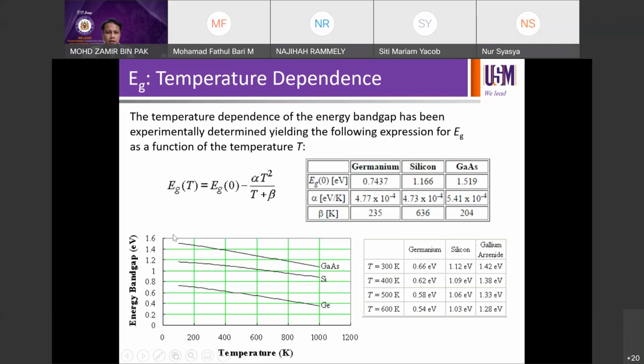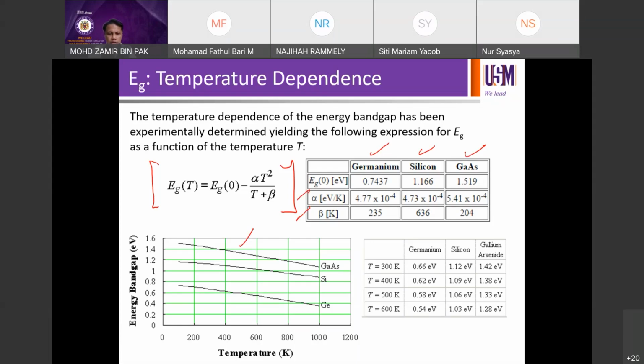You can see here that the EG is dependent on the temperature by this equation. You can see the summary of EG for three different semiconductor materials: germanium on the left, silicon in the middle, and gallium arsenide on the right, and then the factors affecting the equation. You can graphically see the change of the EG, or the temperature dependence of EG to be accurate, in the graph below.